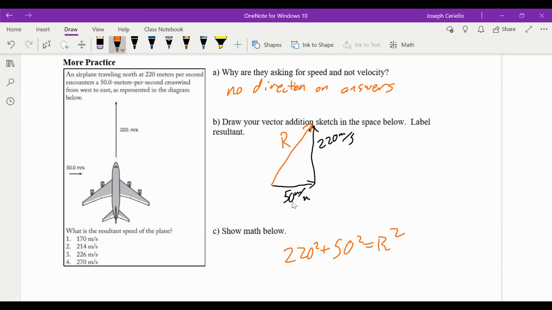That comes out to be about 226 meters per second. And if you wanted to find the angle, you could definitely find the angle right there. Okay, using some trig functions, just double checking my work there. Yeah, that looks pretty good.